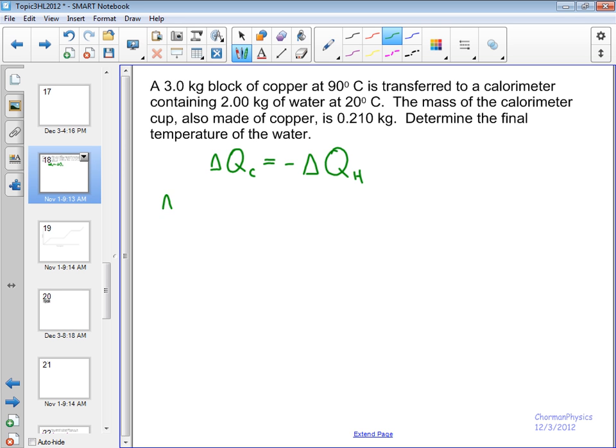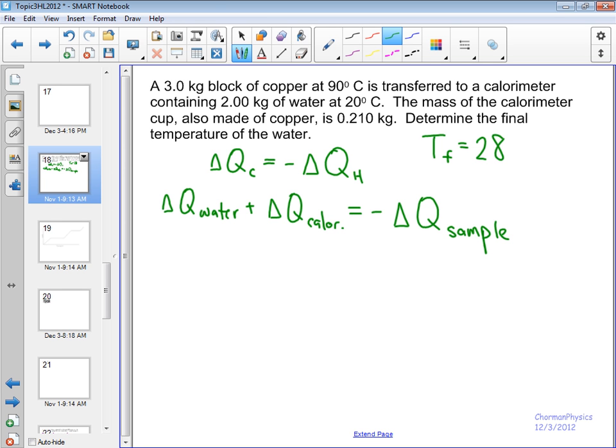So what we have to consider is delta Q of the water plus delta Q of the calorimeter is equal to negative delta Q of our sample. All of these delta Qs are mcΔT with different variables for each of them, but see if you can get the final temperature of the water, which is 28.3 degrees Celsius. Go for it. You have all the specific heat capacities in your notes there. So that's it for calorimetry, and we'll do some more practice with that in class on Wednesday.